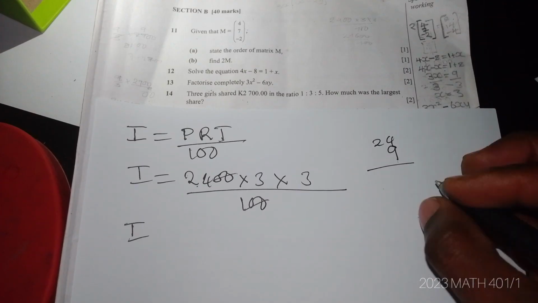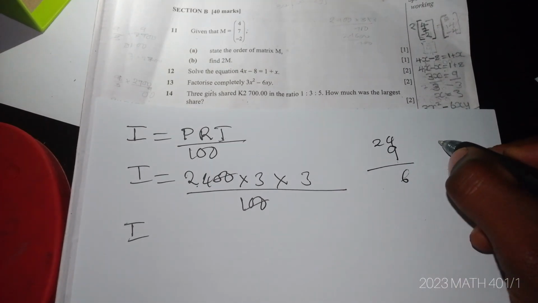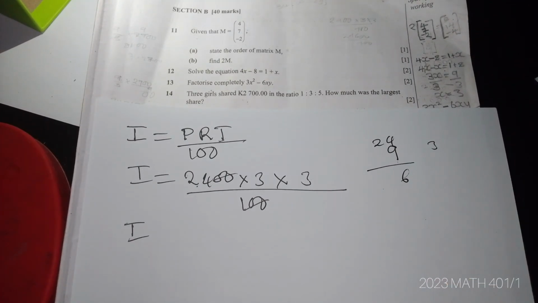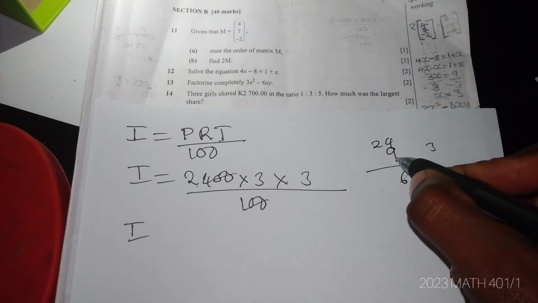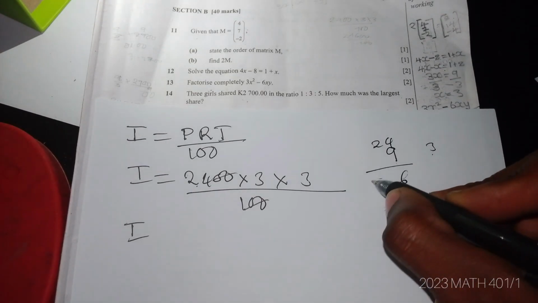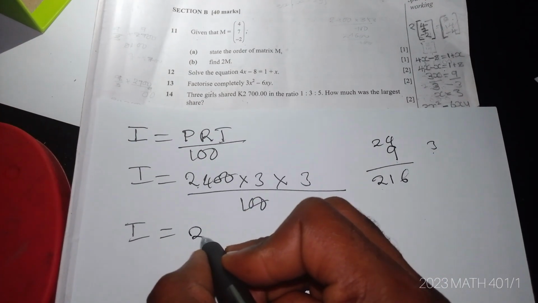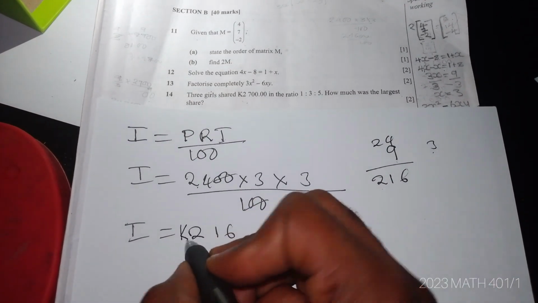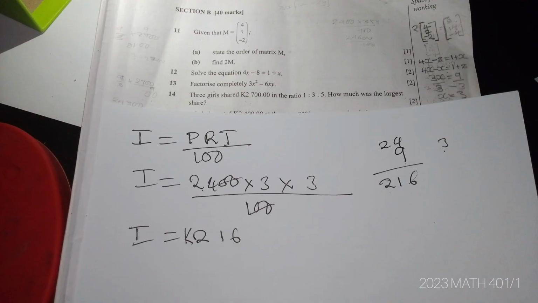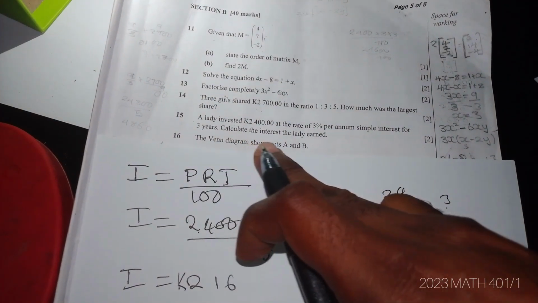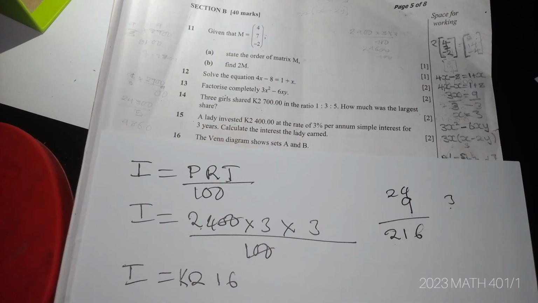Yes, that's a 36. You write the 6 and carry 3. Then this times this, we have an 18. 18 plus 3, we have a 21. So our answer here will be 216 kwacha as our simple interest. Calculate the interest there, and yes, this is the interest.